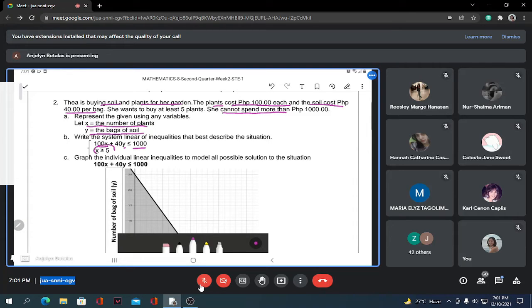Then where does the next one come from? From here: she wants to buy at least 5 plants. So x is greater than or equal to 5. For the others, it is stated through the fuel example that fuel can never be negative, so x is greater than or equal to 0 and y is greater than or equal to 0. But at least 5 plants was not stated there. So when you say at least 5 or more, it is greater than or equal to 5.